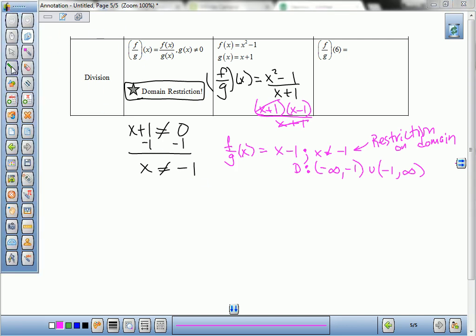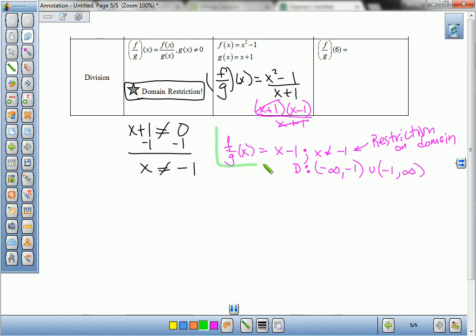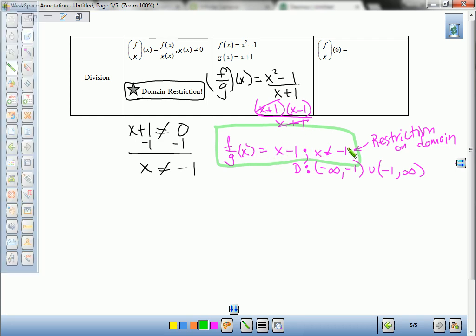So this answer is always a two-parter. I'm good with you writing it like this. The answer to the quotient and the restricted value. If you would rather write out the domain, you can. So this is what it can't be. This is what it is. Do you see the difference?